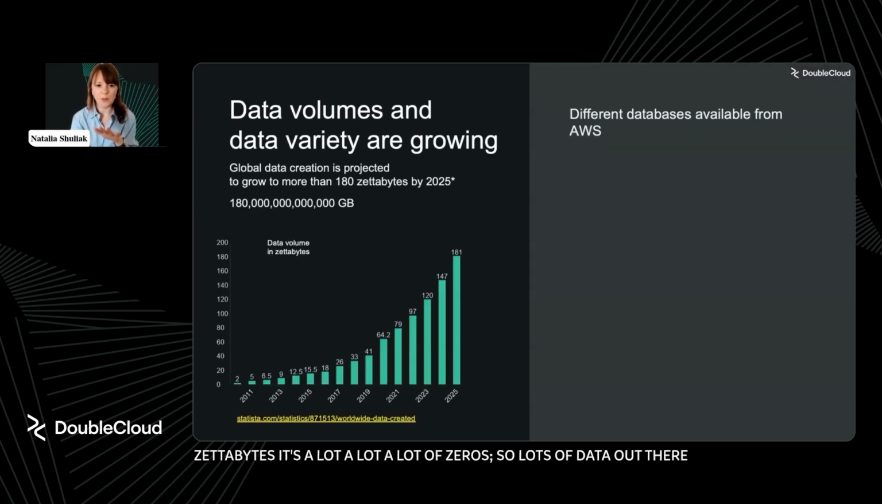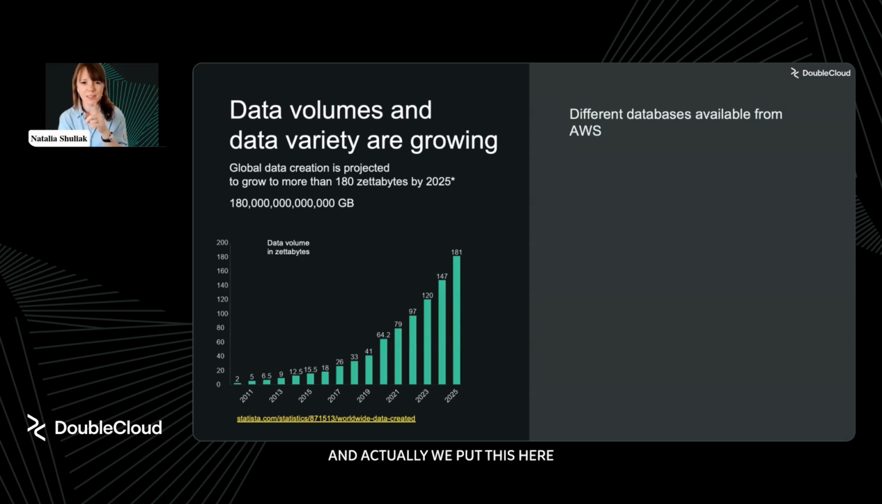So lots of data out there, and we put this here on the screen. You see how many zeros you have if you translate gigabytes to zettabytes. But overall, it just means that the pressure on the CTO and those who are building this data analytics will be even bigger because more data means more value. More data means more risks. How are you addressing all of this and what do you do?